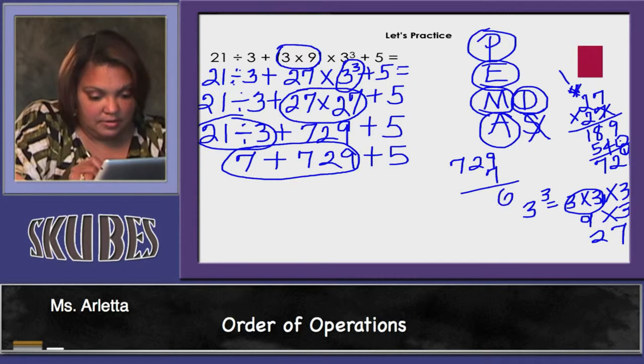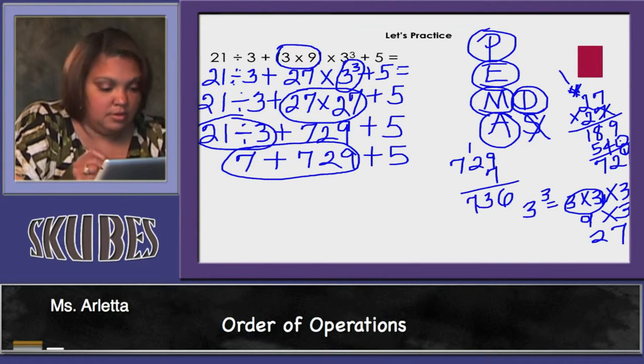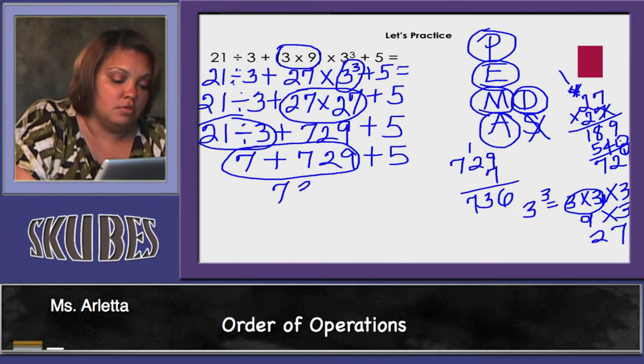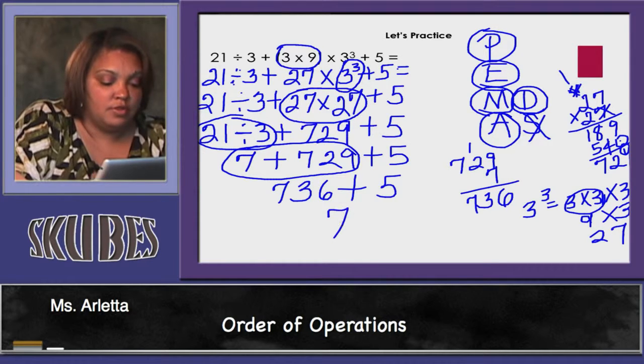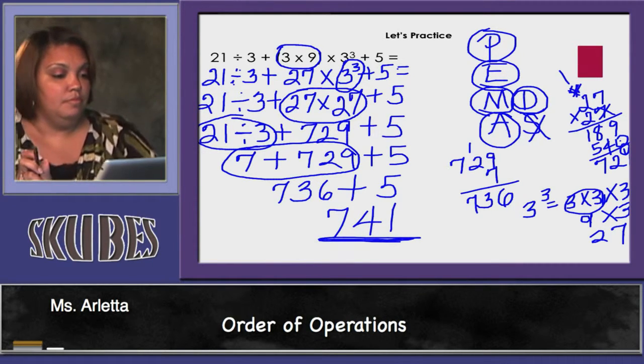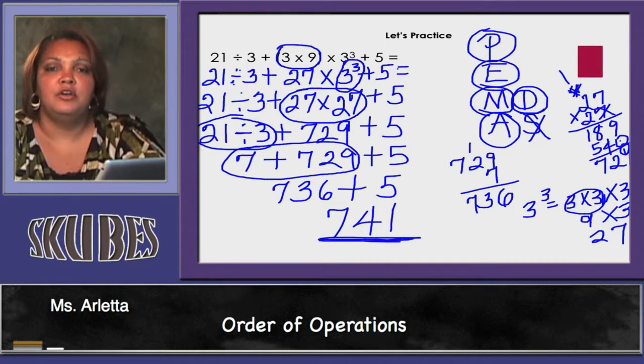7 and 9 is 16. Carry my 1. 2 and 1 is 3. 736 plus 5. And that will give you 741, which is your answer. And that concludes our lesson on order of operations.